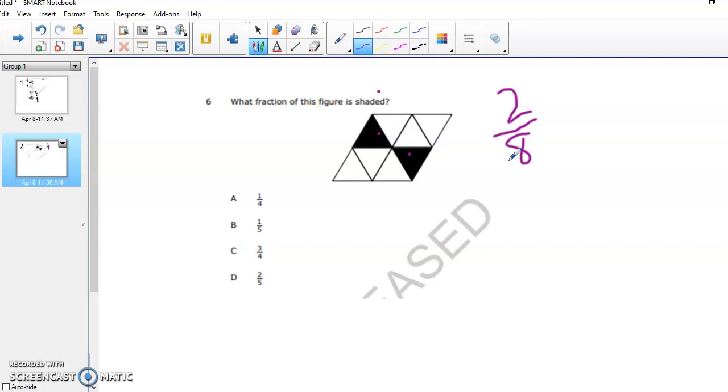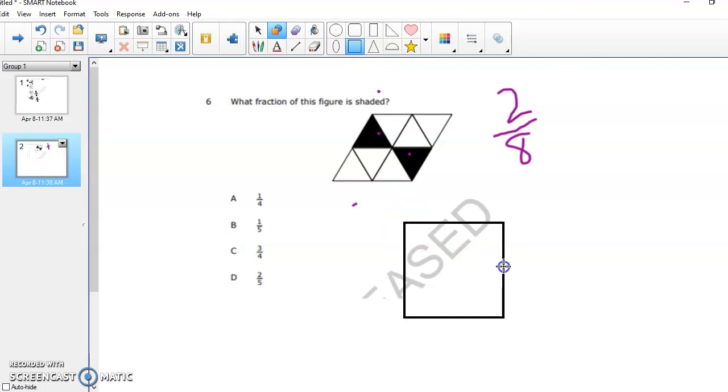4, 8, 12. So I know that 4 and 8 can be turned into one another. The way that I do that, I'm going to do it in a different shape. I'm going to draw a square here, because this is a funny shape for me and it's going to be harder for me to draw, but I can split up a square a little bit easier.